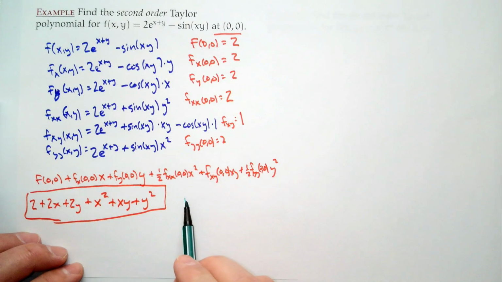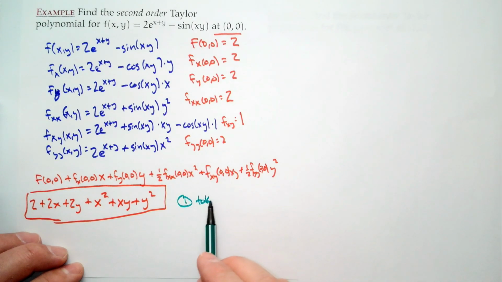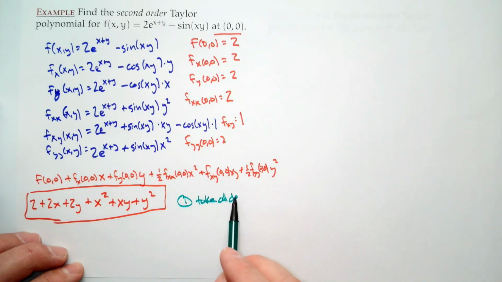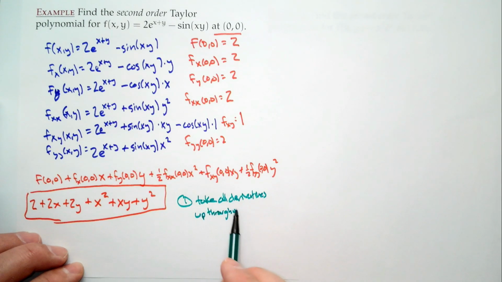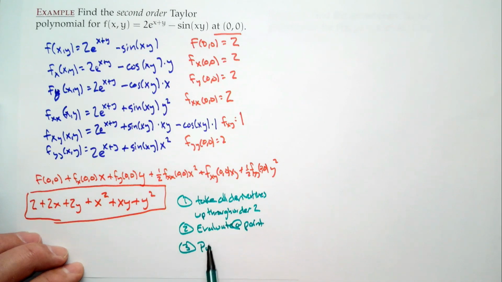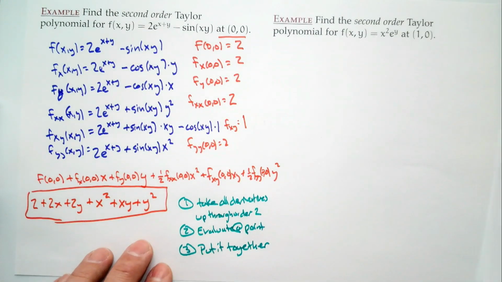So step 1, take your derivatives, all derivatives up through order 2. And you need those for reference. Step 2 is evaluate at your point. And step 3, of course, is put it together. And that's it. That's not so bad. We can do it again.